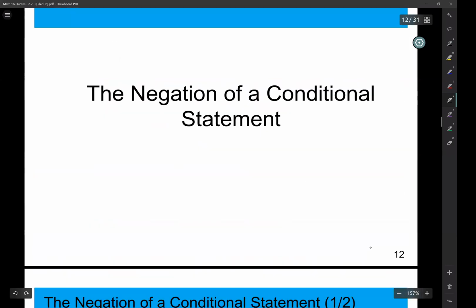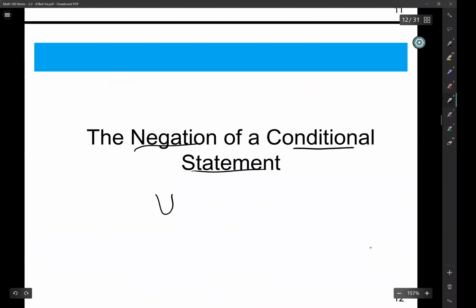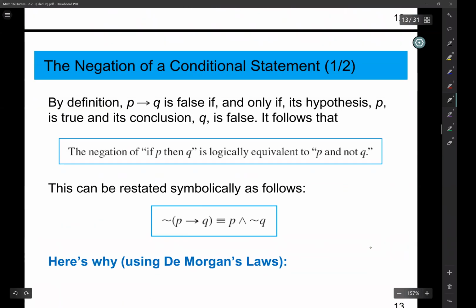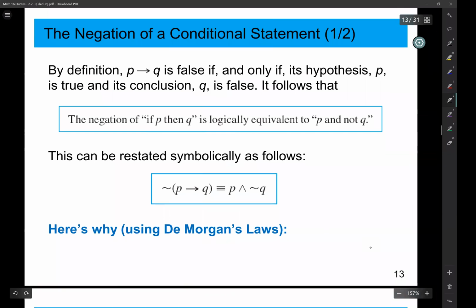So how do we negate a conditional statement? We are going to use the or form to help us do that. So if you want to say what is the negation of a conditional, so if P then Q, well, the negation of if P then Q is logically equivalent to P and not Q. And that's here in this box right here for you. So the negation of a conditional is logically equivalent to just this, P and not Q.